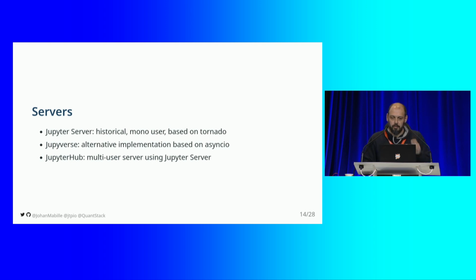So we have different servers. The first one, the historical one, is Jupyter Server. It's a reference implementation. It's mono-user, and it's based on Tornado. It's written in Python. We have an alternative implementation called Jupyverse, which is based on asyncio, pure Python too. And then on top of that, you can have JupyterHub, which is a multi-user server using Jupyter Server. So basically, if you want to make a deployment for many users, like in a company or in academia, in a university, you will just have many Jupyter servers and a hub on top of that.